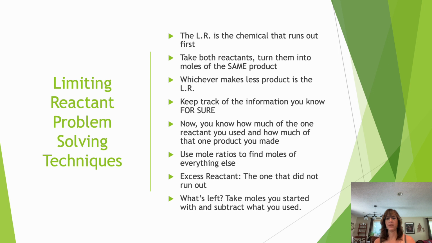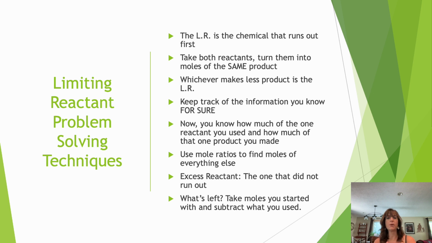Think about cooking. Say you're making a cake recipe that requires 1 egg and 2 cups of sugar. You have 4 eggs and 4 cups of sugar. Well, the eggs will let you make 4 cakes, but the sugar will only let you make 2 cakes. So who's running out first? The sugar. How many cakes are you going to make? 2. You can't make more than that.